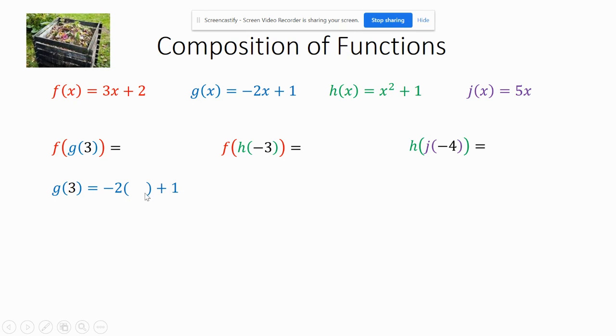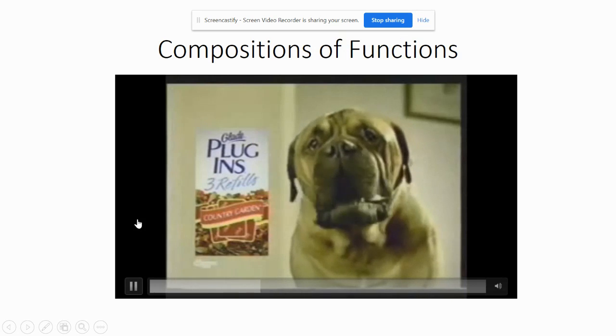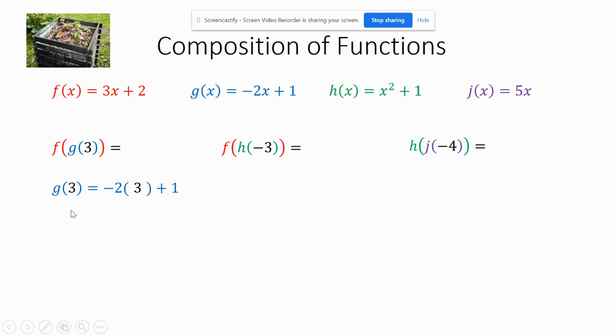Notice I wrote the -2 where the x is. I put a big space with parentheses plus 1 and I'm going to plug in. So I'm going to take -2 times 3, which is -6, plus 1, which makes -5.